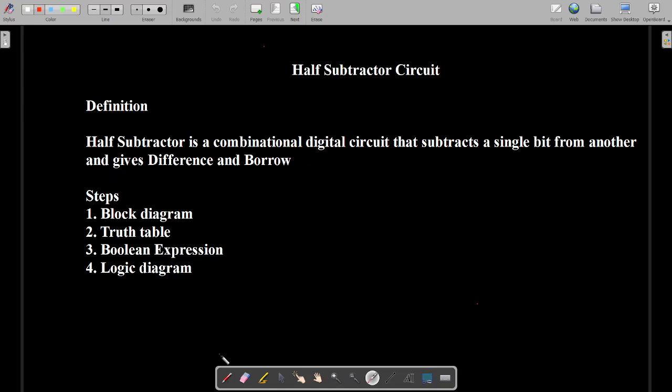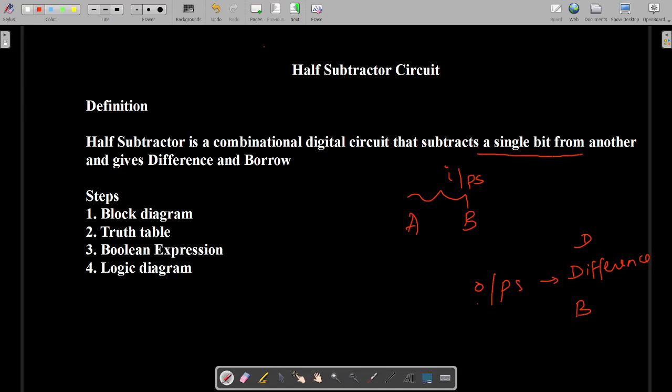So we have two inputs A and B. These two are inputs and we have two outputs, and they are difference and borrow. So the difference is denoted here as D and the borrow will be denoted as B. Okay. Since it is single bit subtraction, we'll be naming it as half subtractor. Okay. So the steps to be followed, it will have 4 steps.